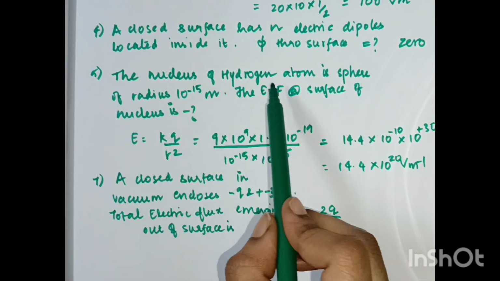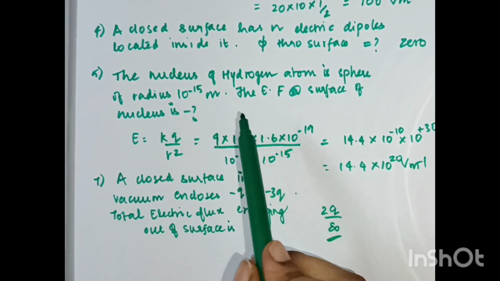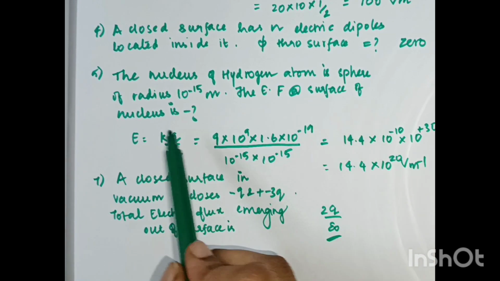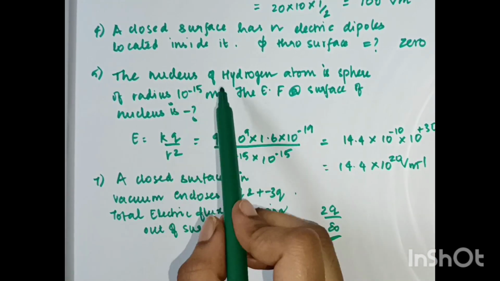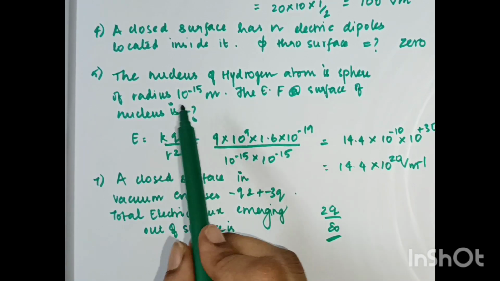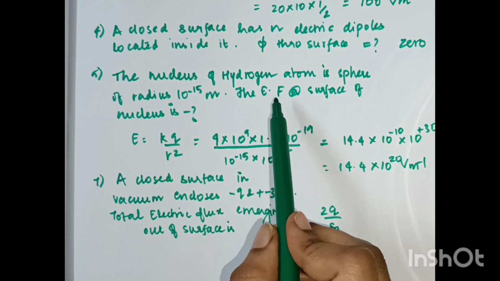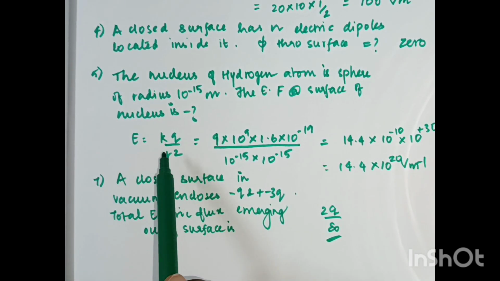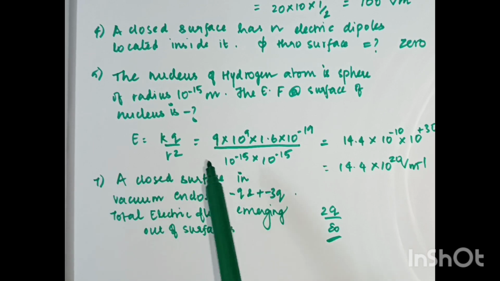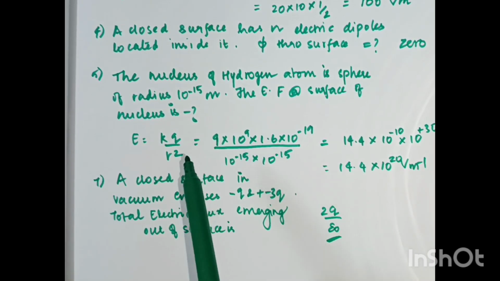The nucleus of a hydrogen atom is a sphere of radius 10 power minus 15 meter. The electric field at the surface of the nucleus is? So we have to assume the nucleus of the hydrogen atom is a sphere whose radius is 10 power minus 15 meter, and we are asked to find the electric field at its surface. The general formula is E equals kq by r square, which we have just seen. Here small r is nothing but capital R, because it is at the surface.